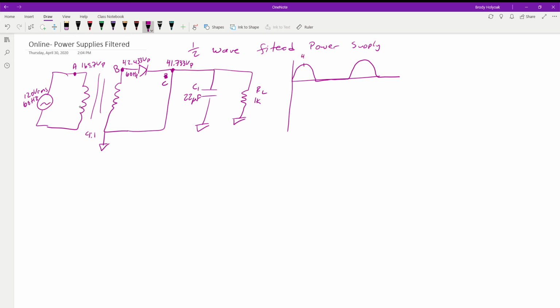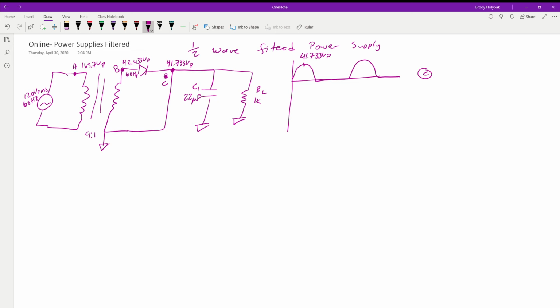So we have 42.433 volts peak, and this is at point C. Oh, sorry, that is point A. We have 41.733 volts peak at point C.